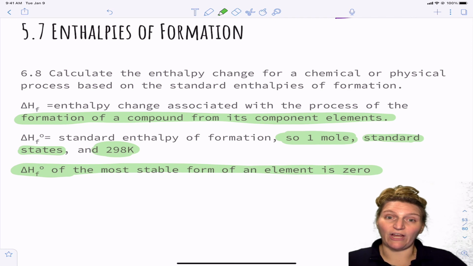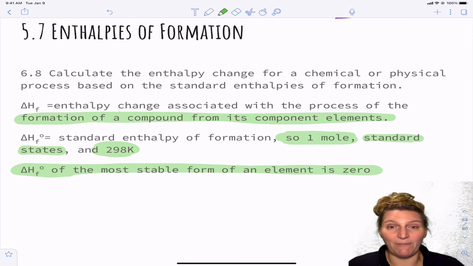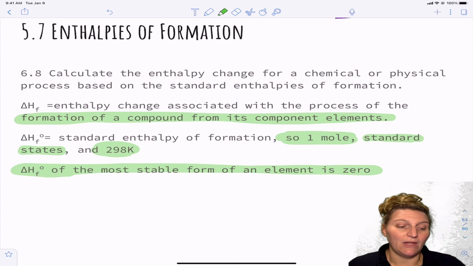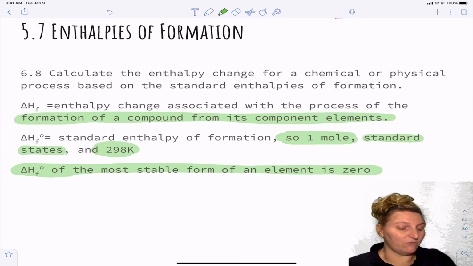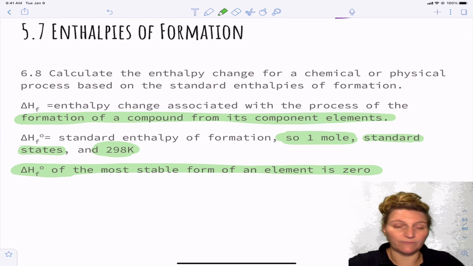These numbers, the delta HFs, are in the appendix in the back of your book. There's a big table of them, and you're going to want to refer to that table.